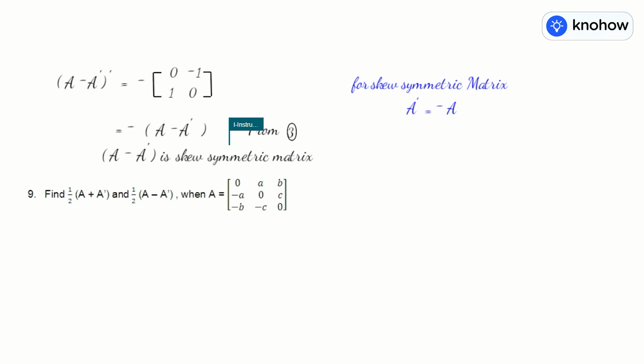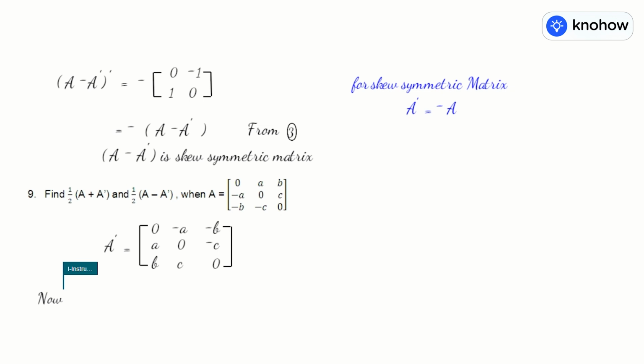Now question 9, find half times A plus A dash and half times A minus A dash. You are given a matrix A. Let us first of all work out its transpose by writing the elements of rows in columns. So the transpose A dash you get: write the elements of the first row 0, a, b in the first column, negative a, 0, c in the second column, and negative b, negative c, 0 in the third column.